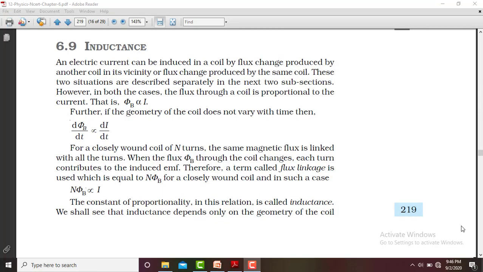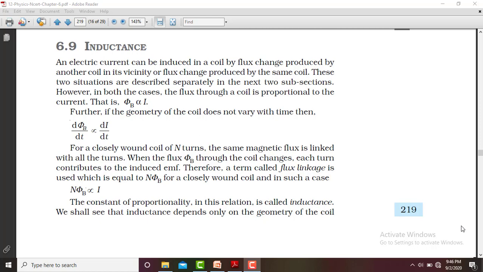Dear students, in the previous videos we have seen that an electric current can be induced in a coil by changing flux produced by another coil or flux change produced in the same coil. Now this is what we are going to learn in these videos. But if you see, the flux through a coil is always proportional to the current. Now here comes a question: sir, how can you say that flux through a coil is proportional to the current?